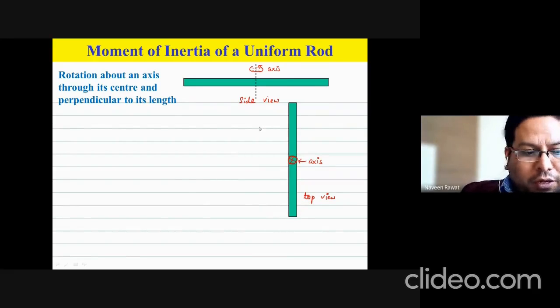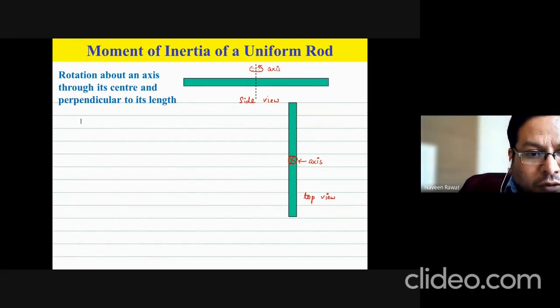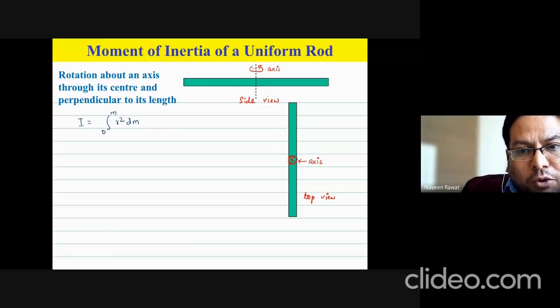Again, what is the strategy to calculate the moment of inertia for this case? We know the formula that I will be the integral of r square dm, from 0 to m. That is the formula we have to use. Again, this is a rod, so we have to define the term density, which will be linear mass density. We'll define linear mass density, which is given by the symbol lambda, and that is nothing but the total mass divided by the total length of this object. So let's define m as the total mass, and let's say L is the total length of this rod.